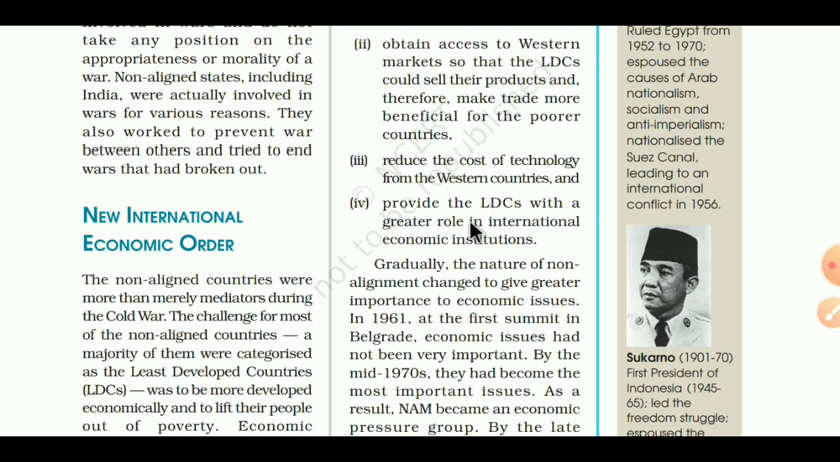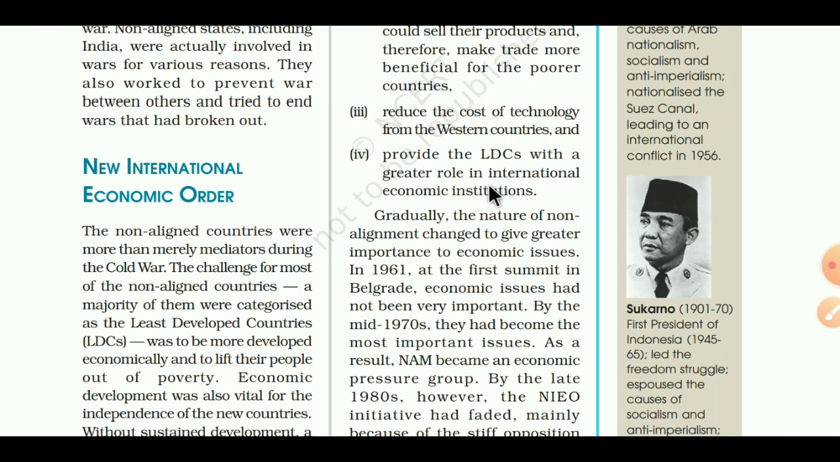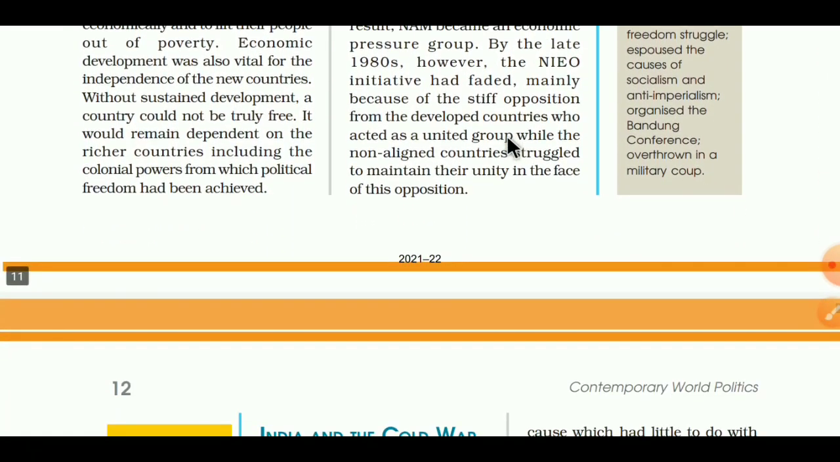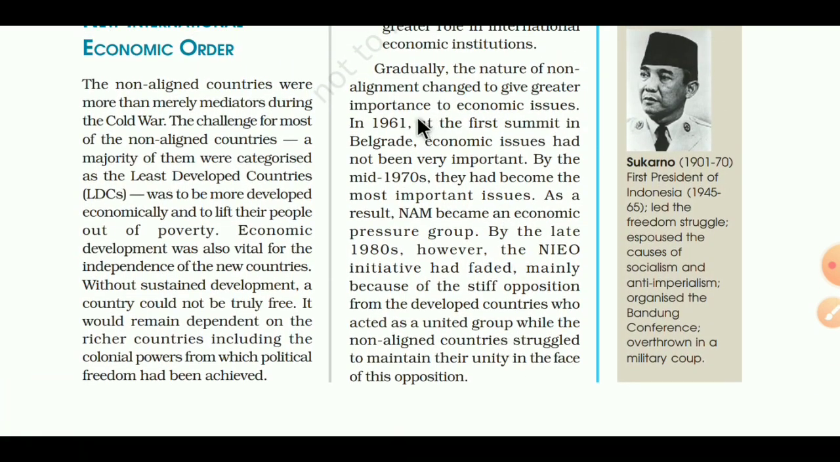Providing the least developed countries a great role in international economic institutions, WHO, IMF. These are all economic institutions. They provide help in the crucial situation of any country. But one thing you should know about it: in 1961, economic issues were not the priority. At that time the non-alignment movement was challenged.